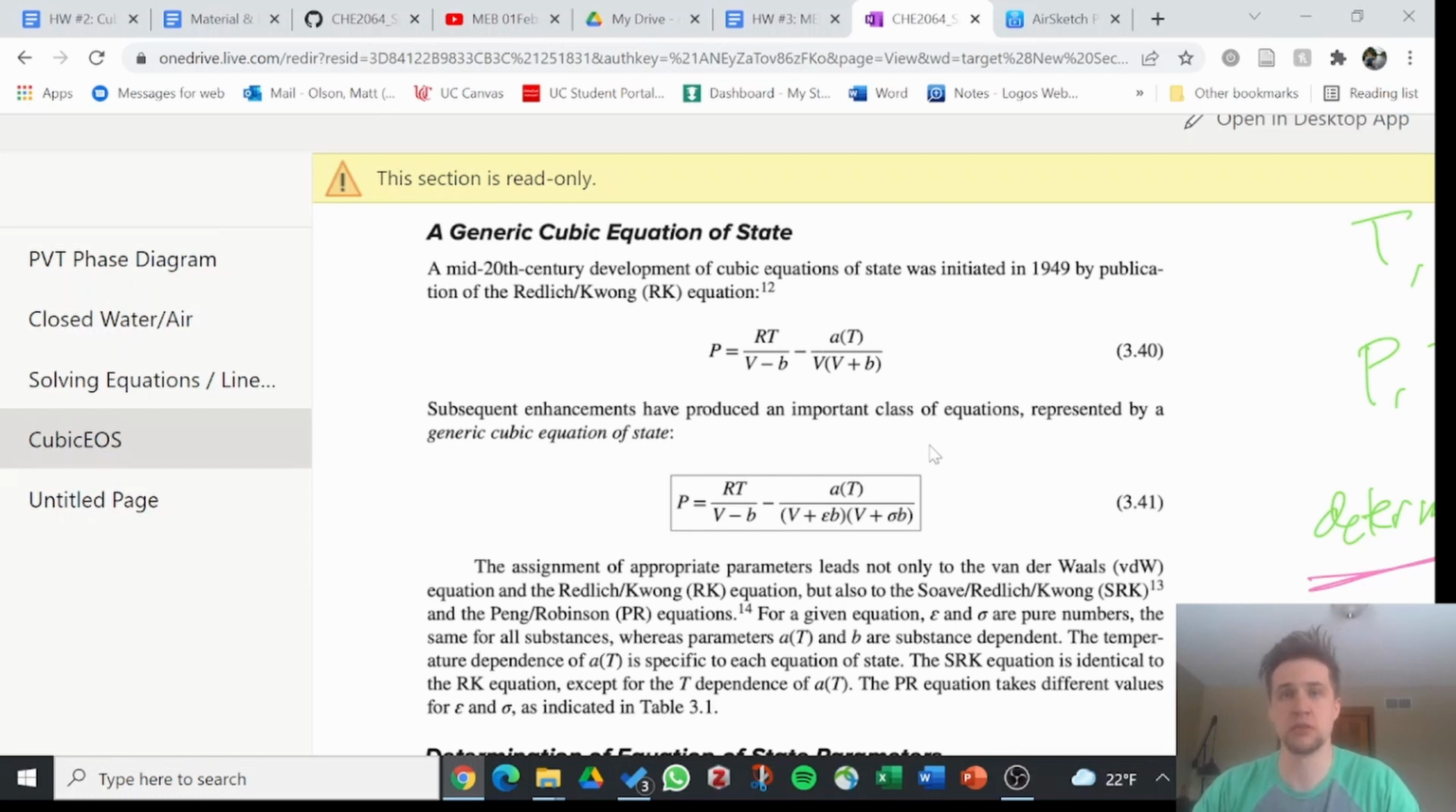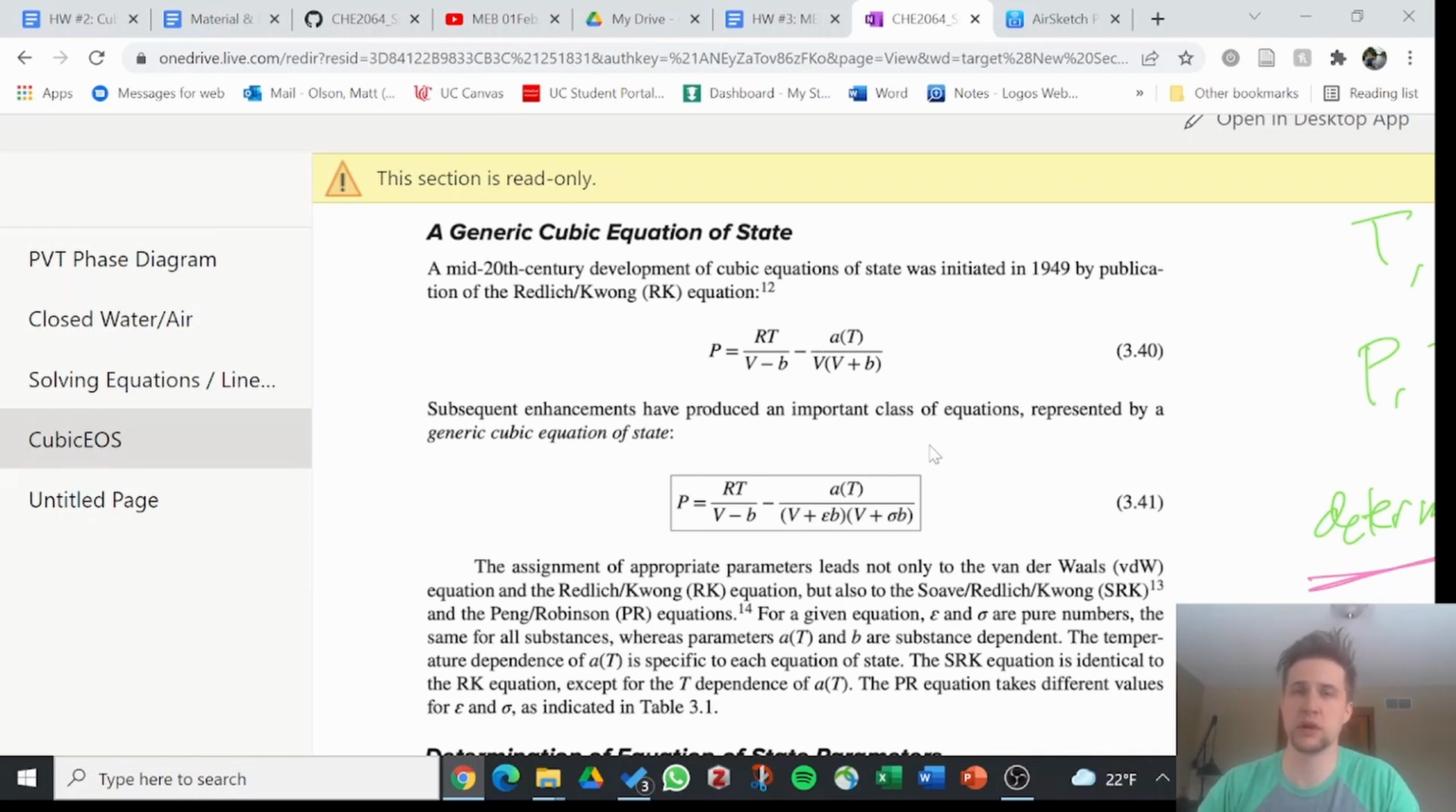And so that leaves us here with the generic equation of state. Here we've got V expressed 3 times in the denominator, and so if we were to multiply it out, it would be volume cubed, which gives us our cubic part of the cubic equation of state.